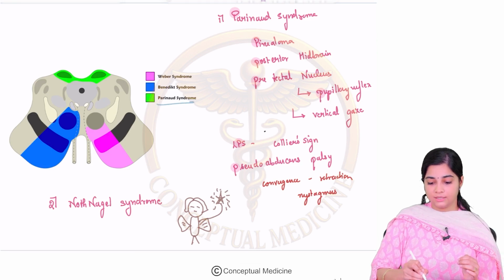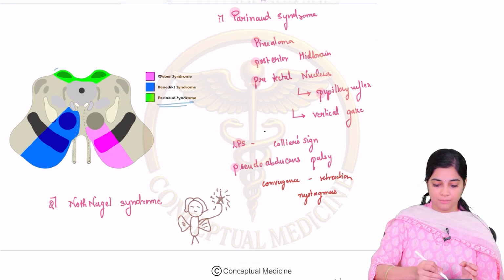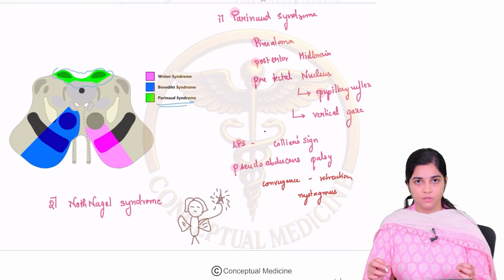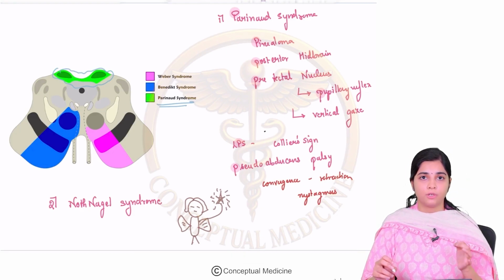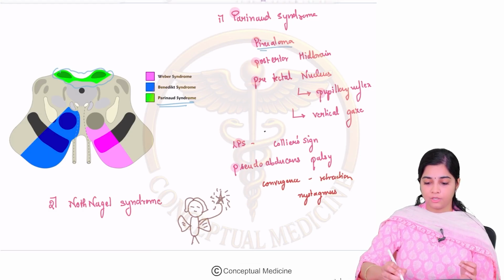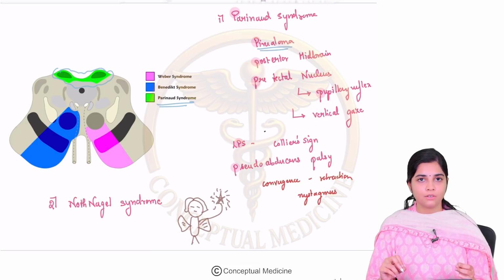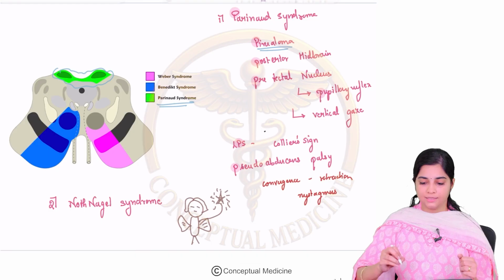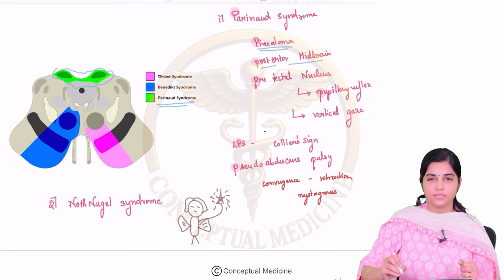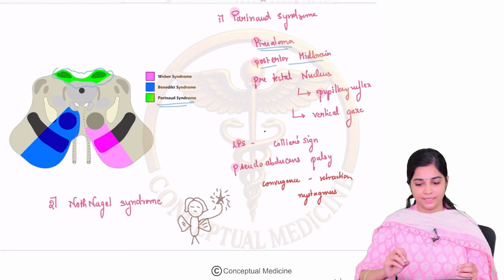Parinaud syndrome is basically a dorsal brainstem syndrome. As you can see, it is highlighted in green, so it mainly involves the posterior aspect of the brainstem. The most common cause of Parinaud syndrome is the presence of a P tumor, which is your pinealoma, and there is involvement of your posterior midbrain, which is your second P.